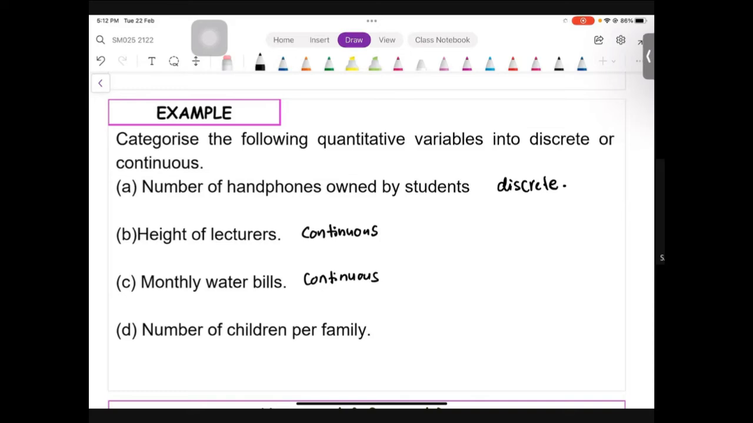Okay. Next one, number of children per family. Okay, so this one would be discrete. Oh, tengok je family tu dah tahu dah. Okay, anak dia berapa, ramai. Tak perlu apa-apa alat nak kira. Okay, hopefully you may categorize, differentiate between discrete and continuous data.